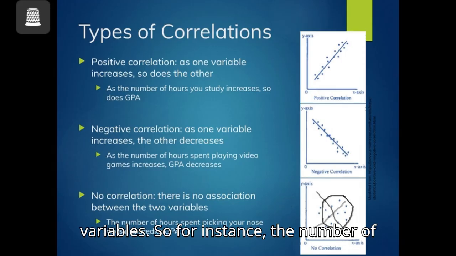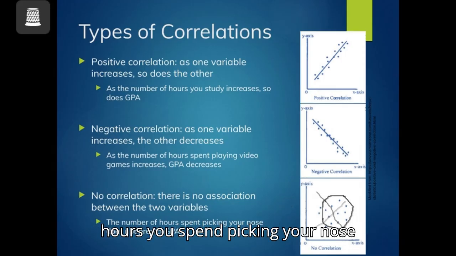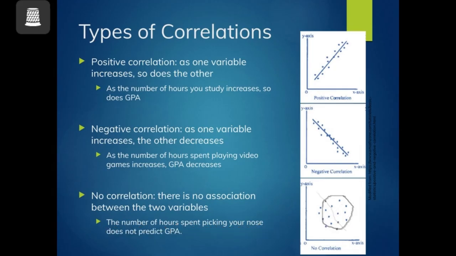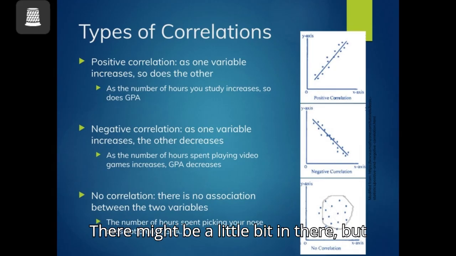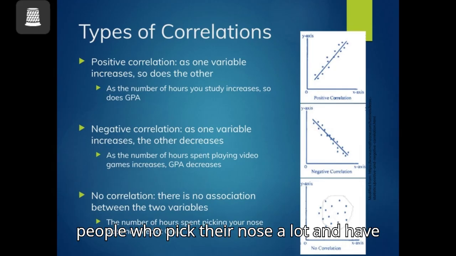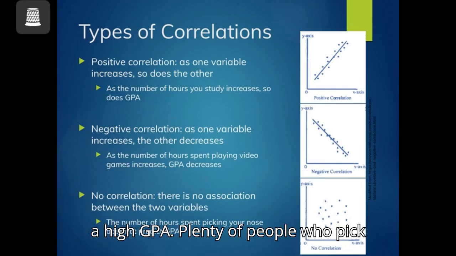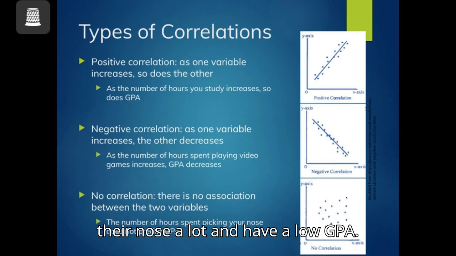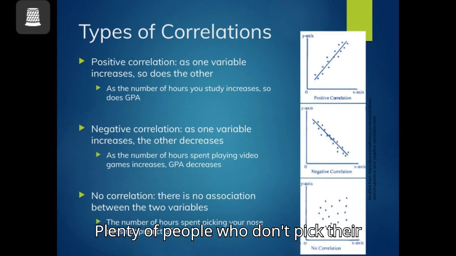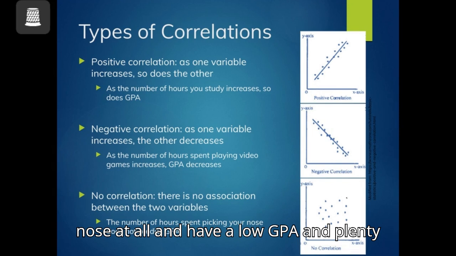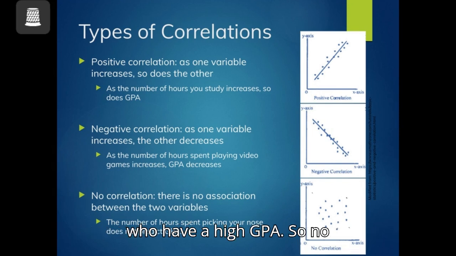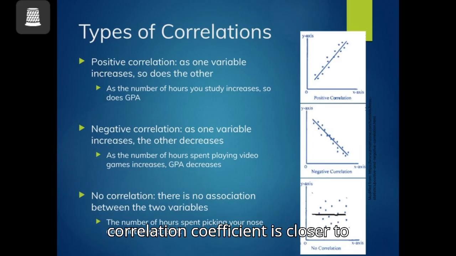For instance, the number of hours you spend picking your nose probably doesn't predict your GPA. There might be a little bit in there, but there are going to be plenty of people who pick their nose a lot and have a high GPA, plenty who pick their nose a lot and have a low GPA, plenty who don't pick their nose at all and have a low GPA, and plenty who have a high GPA. So, no association. This means that the correlation coefficient is closer to 0.